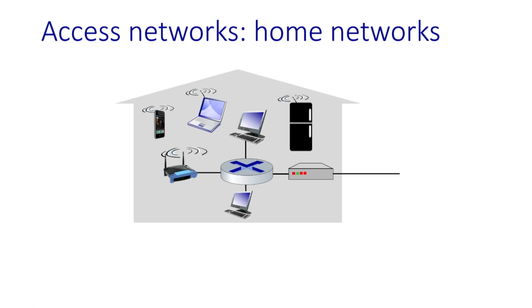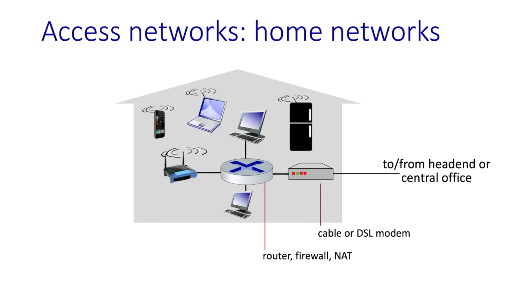And now let's take a look at the home itself. This is what a typical home network might look like. There's a DSL or cable link coming in from the local telco or cable network, and then there's a cable or DSL modem, modulator, demodulator, on the house end of that link. Connected to the cable modem is a router that has both wired and wireless links to devices within the home.